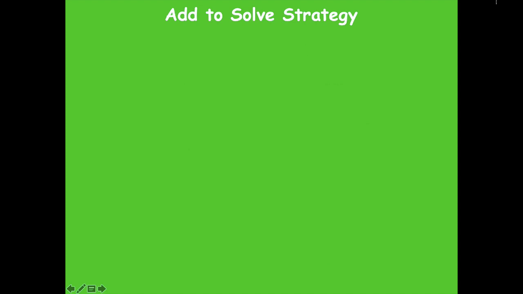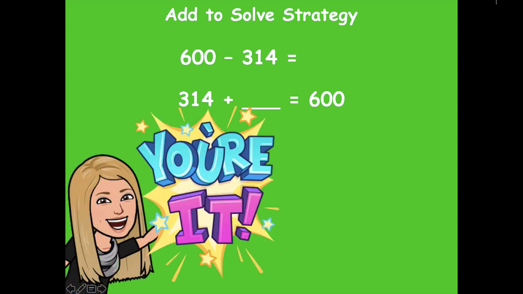Okay? So now you guys are going to get a chance to use this strategy. So you're going to add to solve, that's our strategy, and you're going to use the arrow way to help you. So 600 minus 314. So go ahead and look at how we have 314 plus, right? The unknown we're adding is going to be part of our arrow way to get to 600. So pause the video, go ahead and solve this strategy starting with 314 using the arrow way to get all the way to 600. And then click play when you're ready to go over it together.